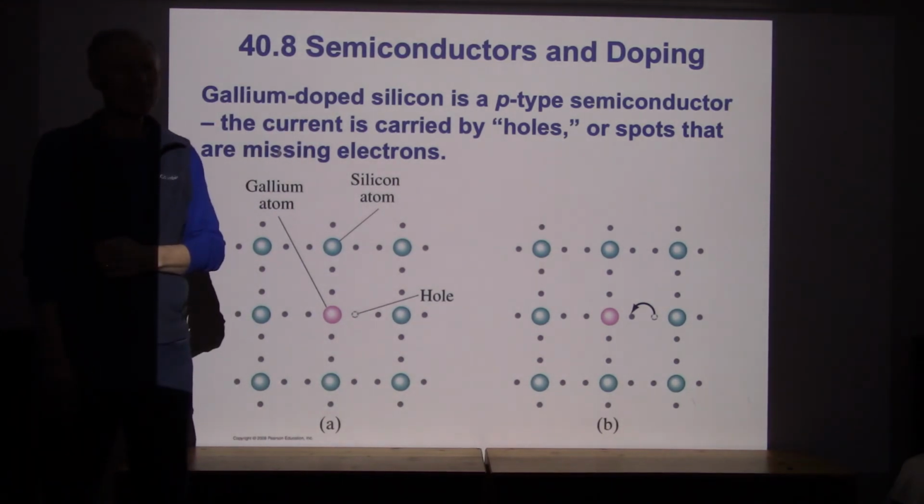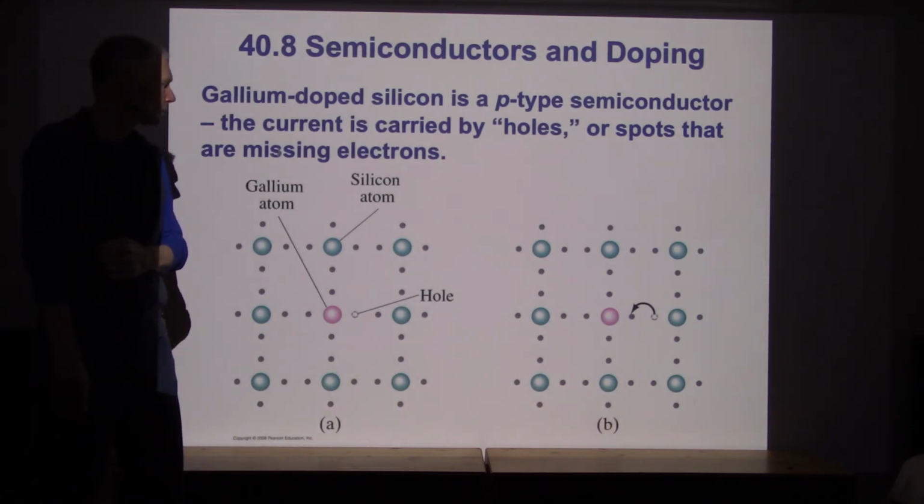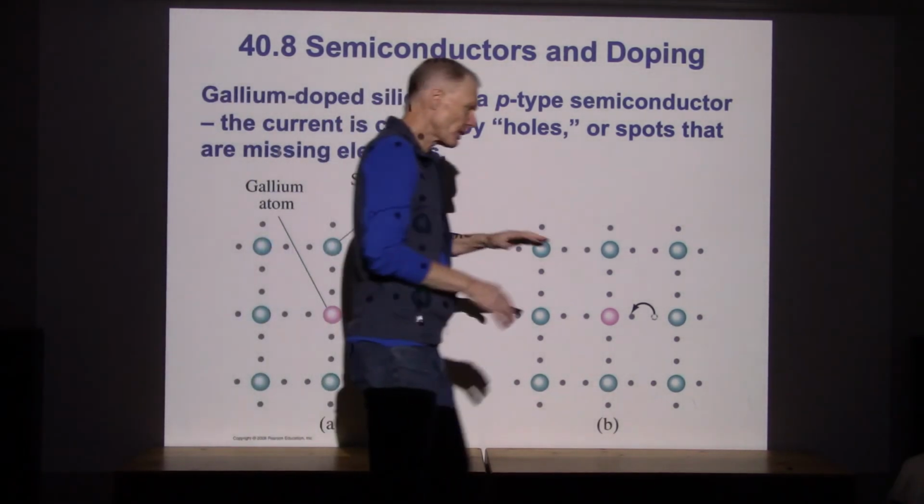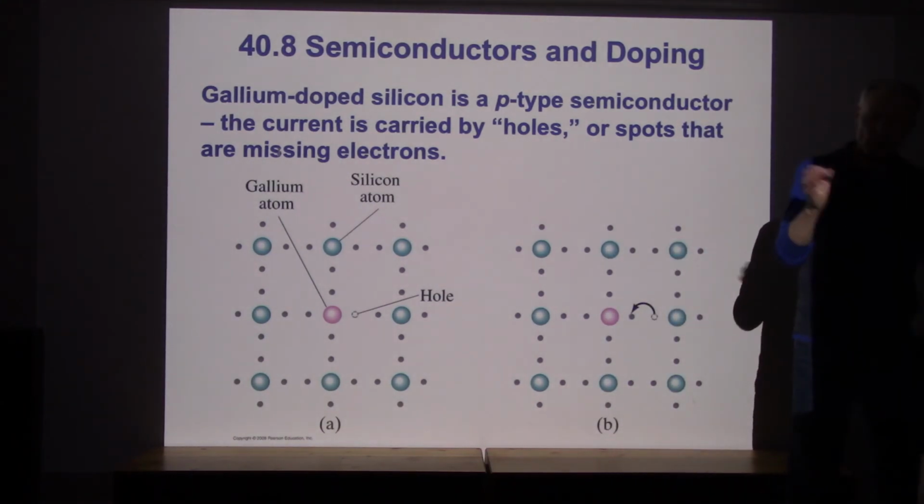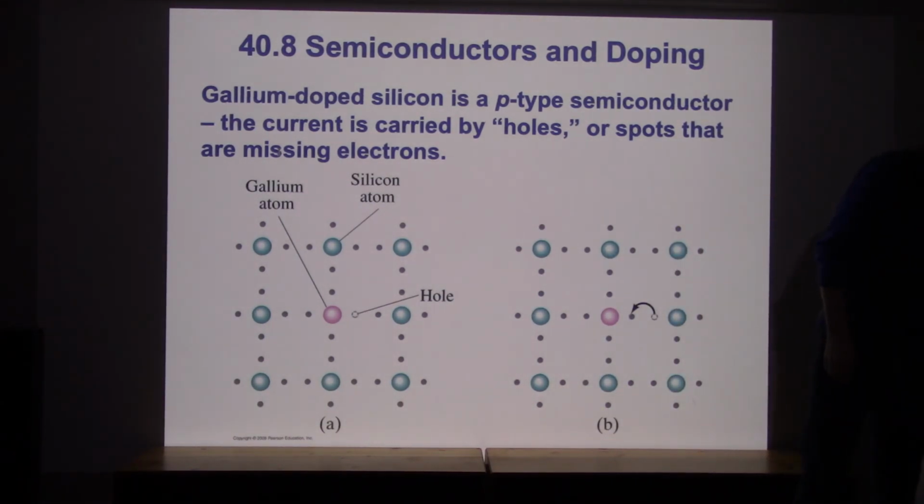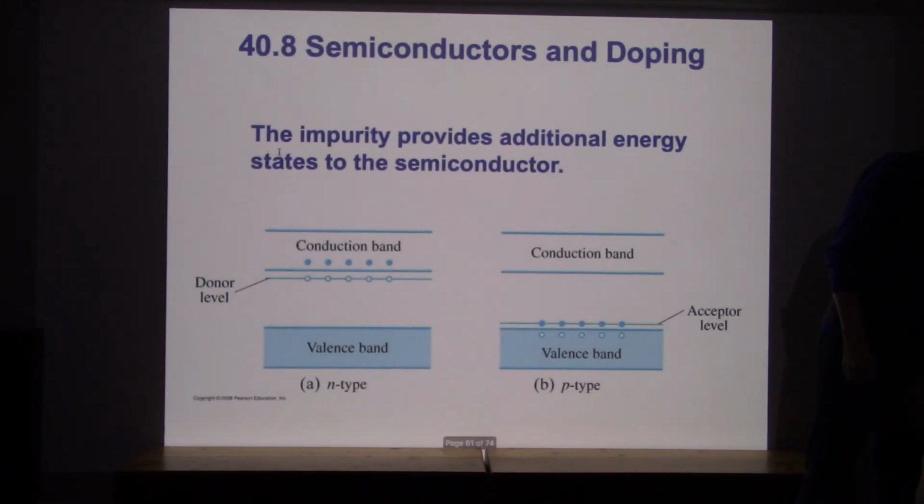I can't get used to that. I still have to think in terms of the electrons actually moving from one space to another. But it's very common discussion to say that we have these holes moving around within the semiconductor material.